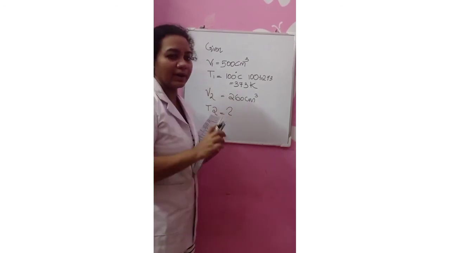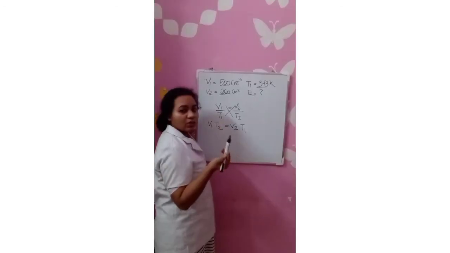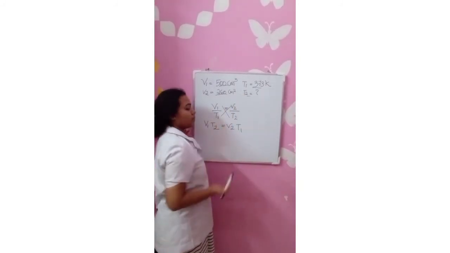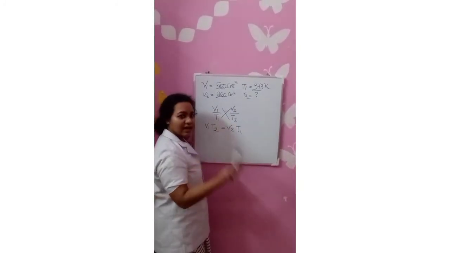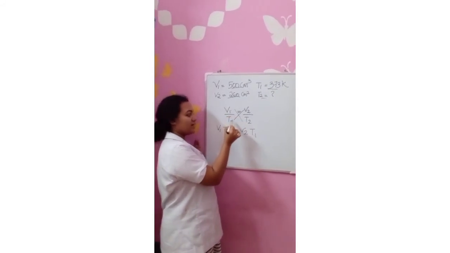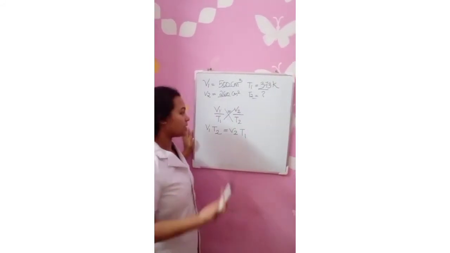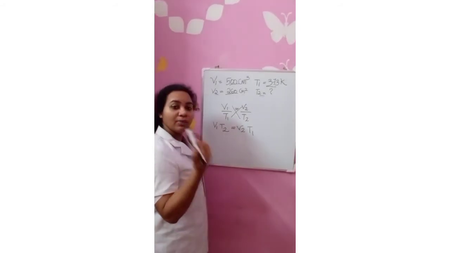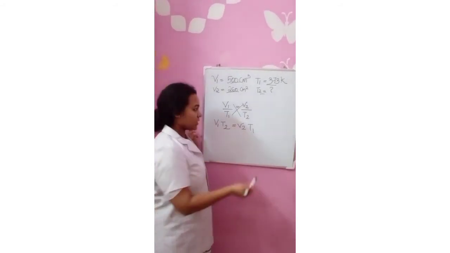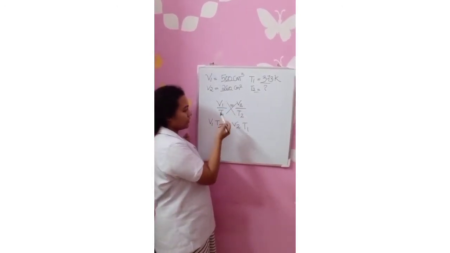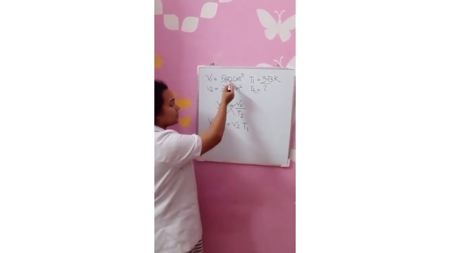So how to calculate it? What things are given? V1, T1, V2, T2. We know the equation of Charles law, that is V1 by T1 is equal to V2 by T2. This is the mathematical representation of Charles law. So we have to cross multiply the equation. So V1 into T2 is equal to V2 into T1. And we have to substitute the given values.